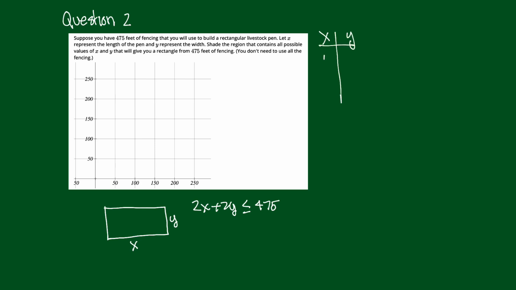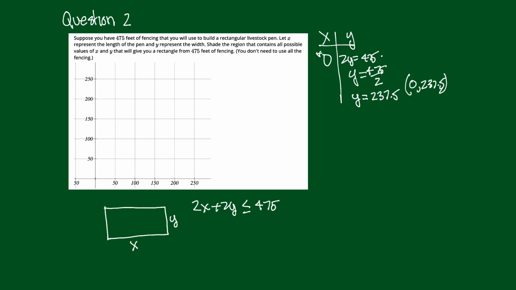All right, so when x is 0, what do we get here? When x is 0, that's gone, and I get 2y equals 475. So y is equal to 475 divided by 2. So y is equal to 237.5. All right, so here's a point, 0 and 237.5.